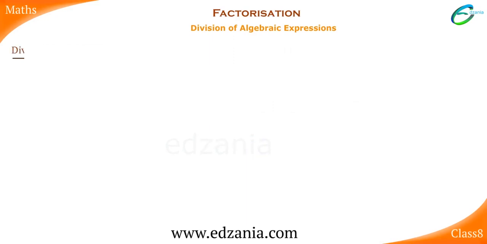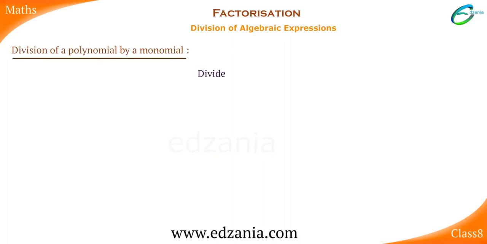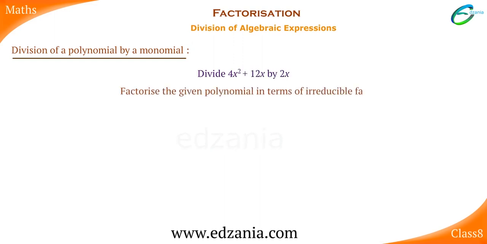Let's move on to division of a polynomial by a monomial. Let us divide a binomial 4x squared plus 12x by a monomial 2x. The first step, as we know, is to factorize the given binomial in terms of irreducible factors. Now, on factorizing 4x squared plus 12x, we get 2 into 2 into x plus 2 into 2 into 3 into x. 2x is factorized into 2 into x.